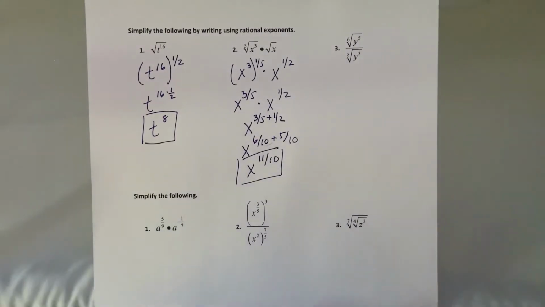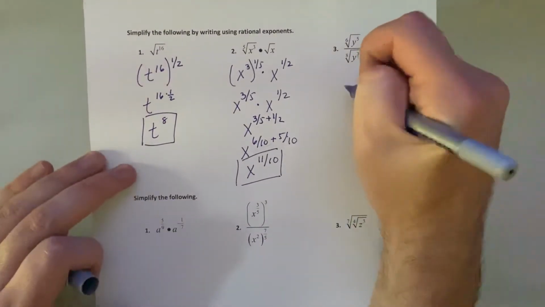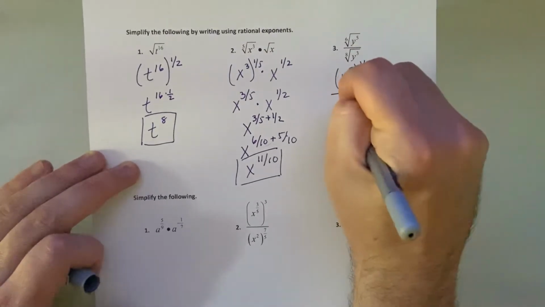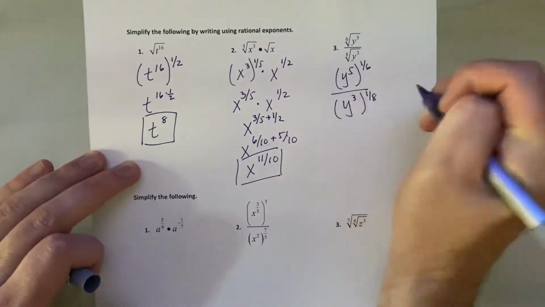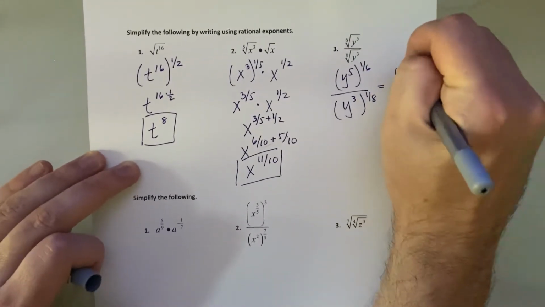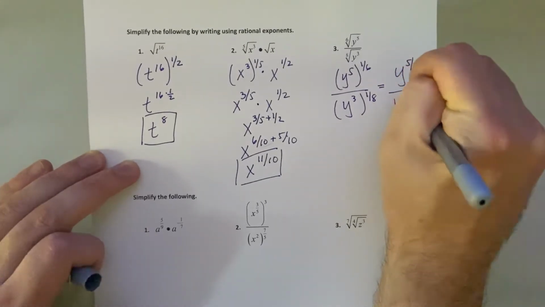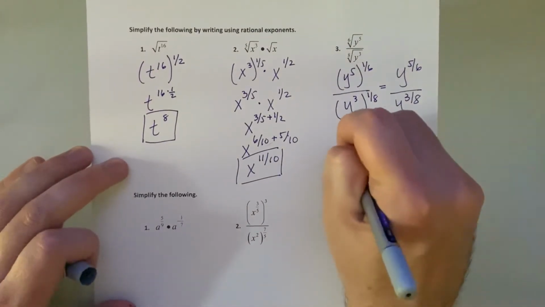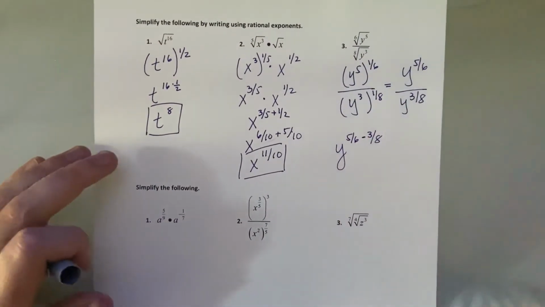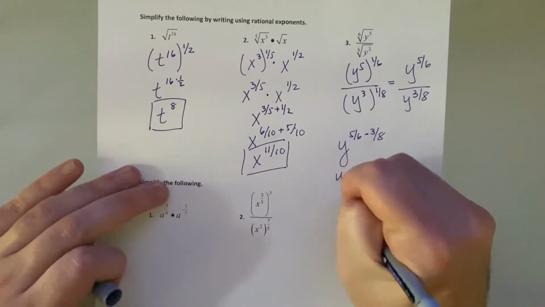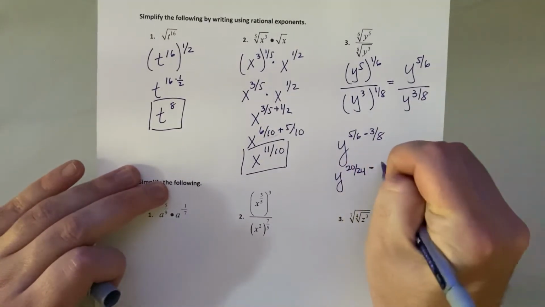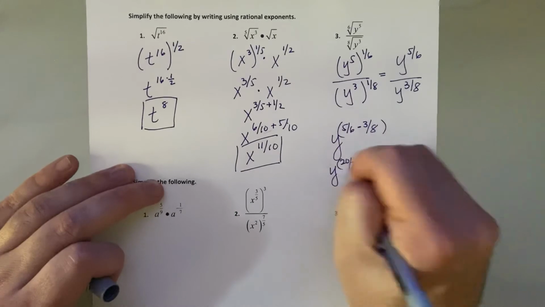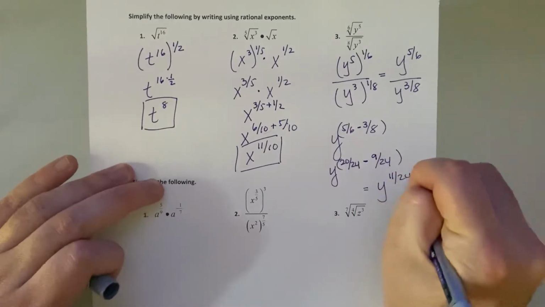The 6th root of y to the 5th over the 8th root of y cubed can be written as y to the 5th to the 1/6 over y cubed to the 1/8, which is y to the 5/6 over y to the 3/8. Now remember, if we're dividing with the same base, we subtract. So this is y to the 5/6 minus 3/8. Our common denominator between these two is 24. y to the 20/24 minus 9/24, which is y to the 11/24 power.